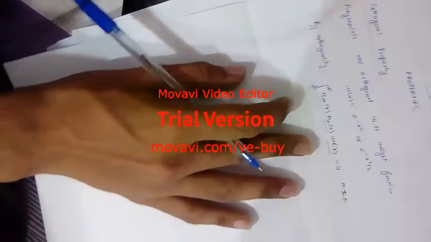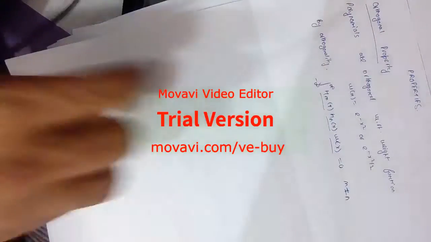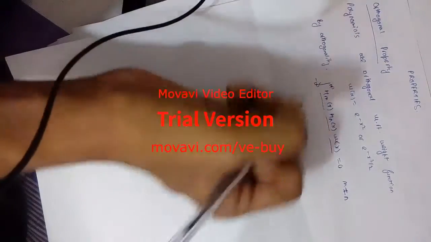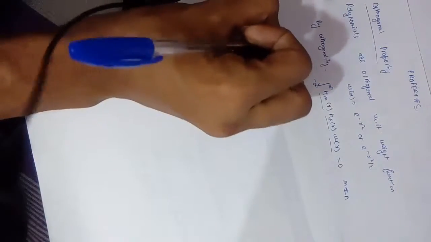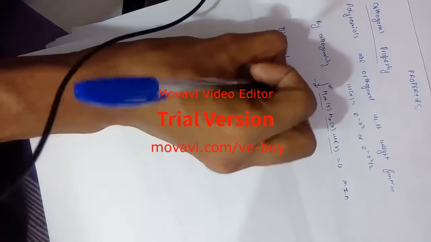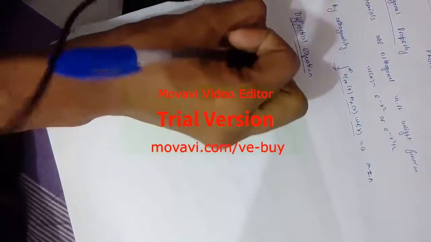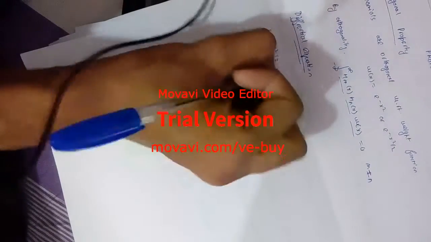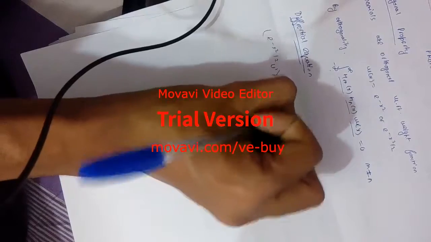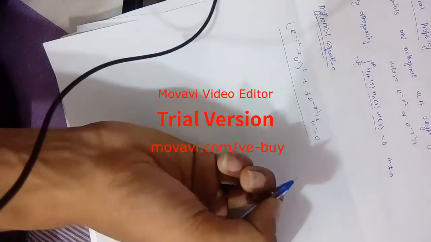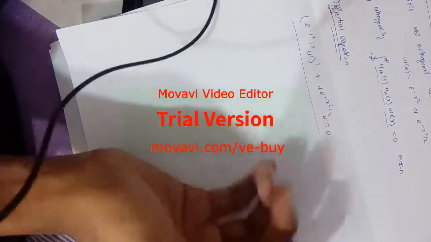Now, another property of Hermite polynomial is its differential equation. That is, Hermite polynomials are nothing but the solution of the differential equation with e to power minus x square by 2. Hermite polynomials are nothing but the solution of this differential equation. It is another property of Hermite polynomial.